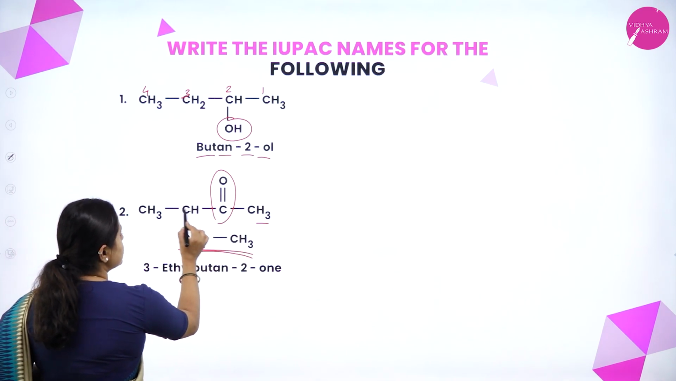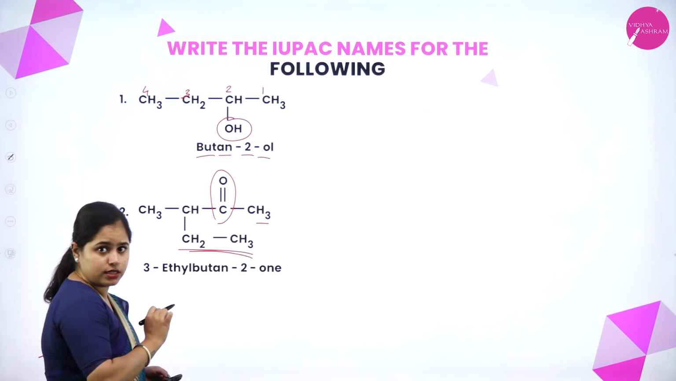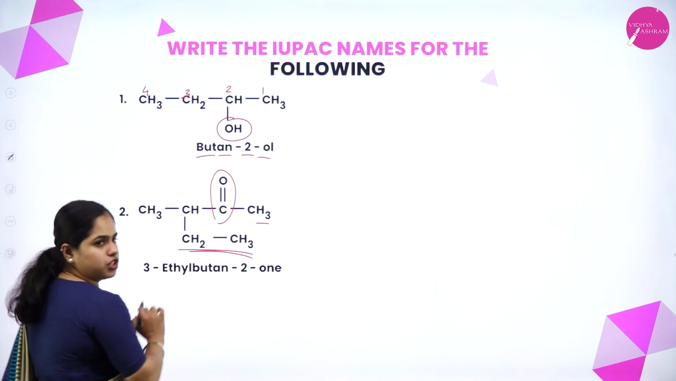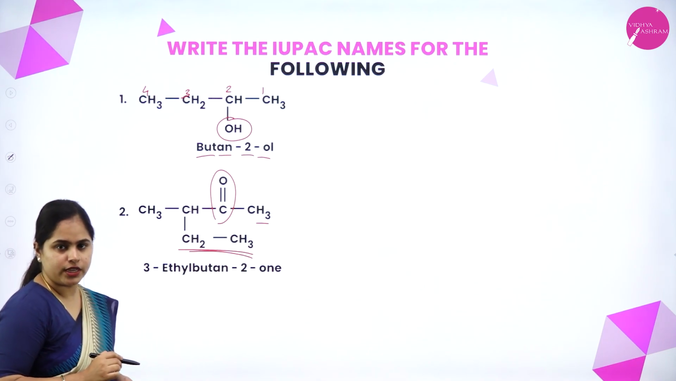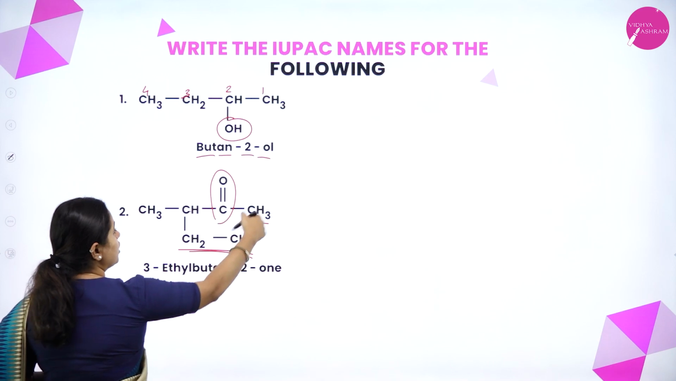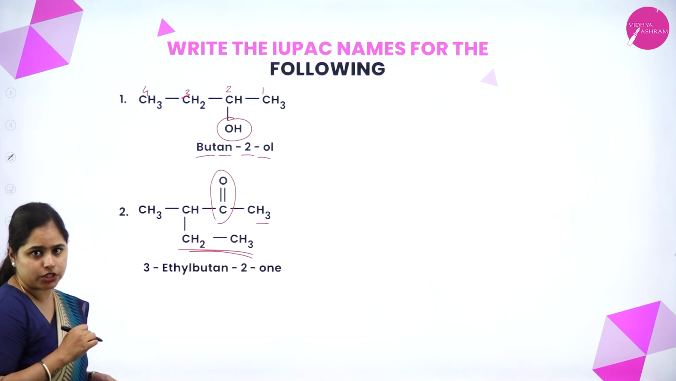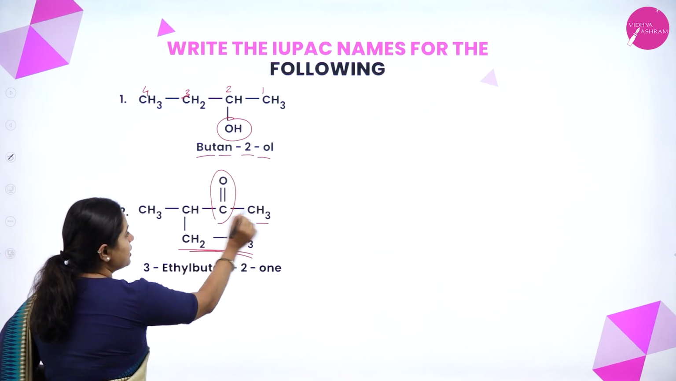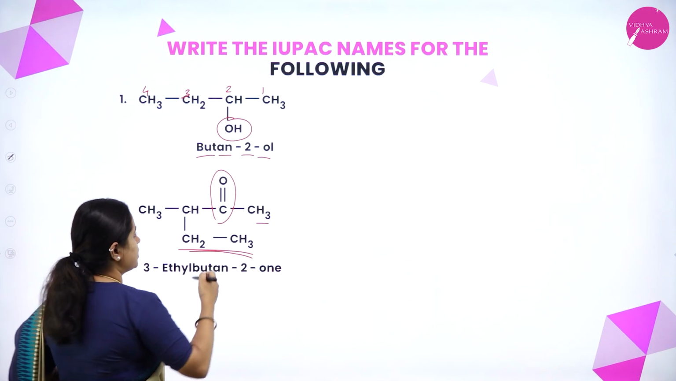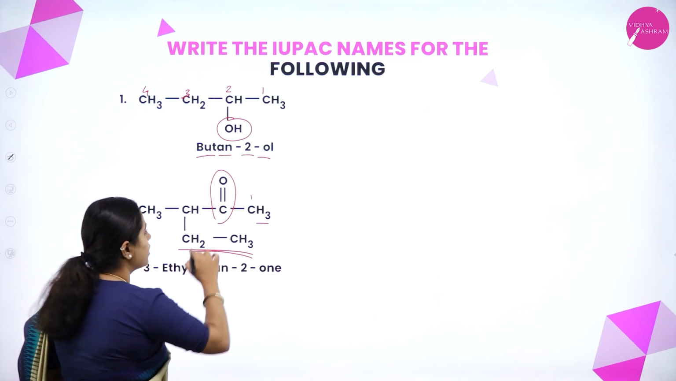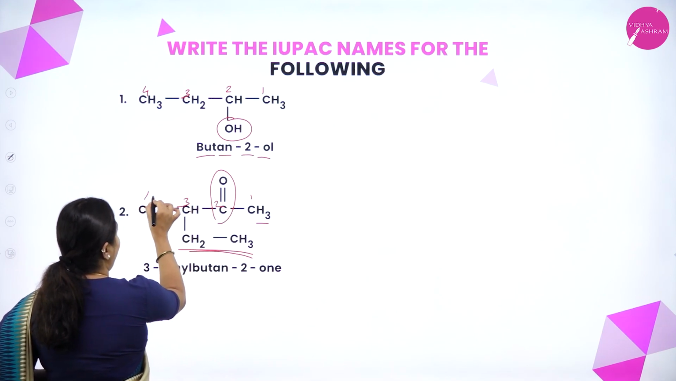So I can't consider 1, 2, 3, 4. I can consider this one, but I can't consider this chain. That is 1, 2, 3, 4. In either way, it is 1, 2, 3, 4. Yes, 4 carbon atoms, but the functional group should be present in the principal chain. So that means we should take this as the principal chain. So now the next step is to number the carbon atoms. From this side we will start, right? 1, 2, 3 and 4.